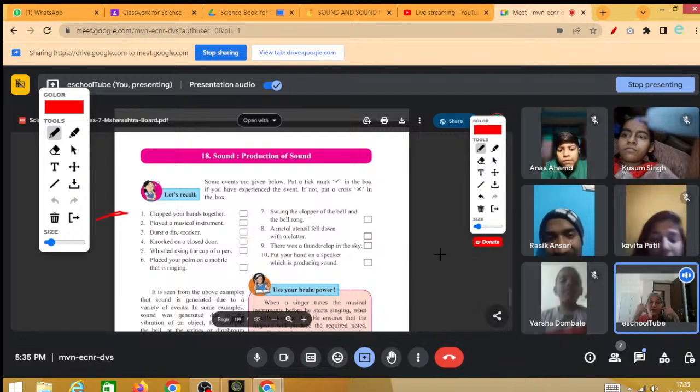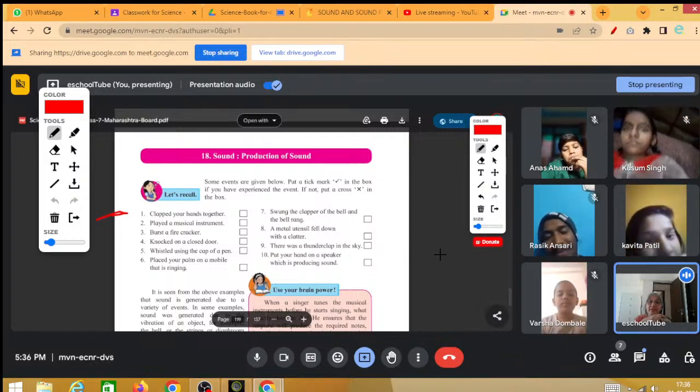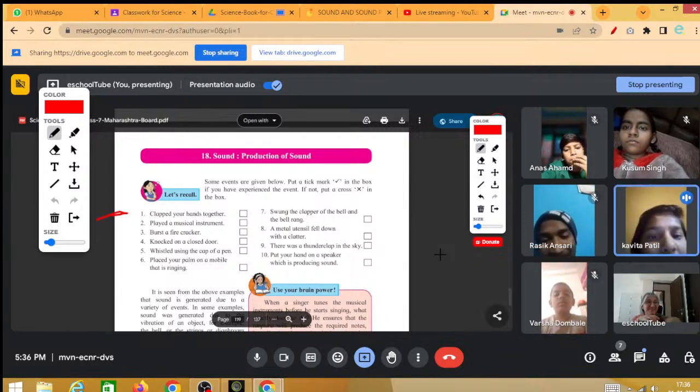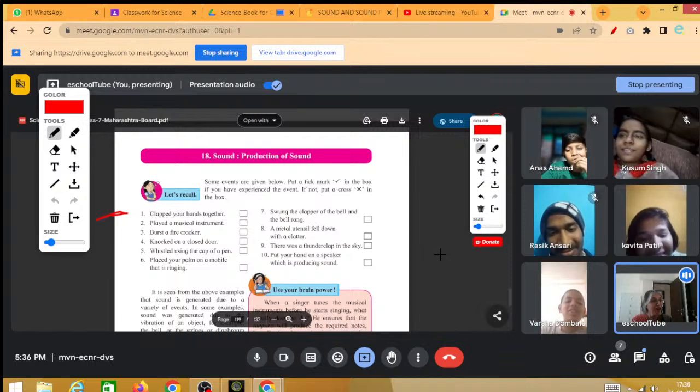Yes Yukti, read the 5th one. Whistle using the cap of a pen. Have you done that? Oh, when we were children, I remember we used to try doing it all the time. Now I can't do it.